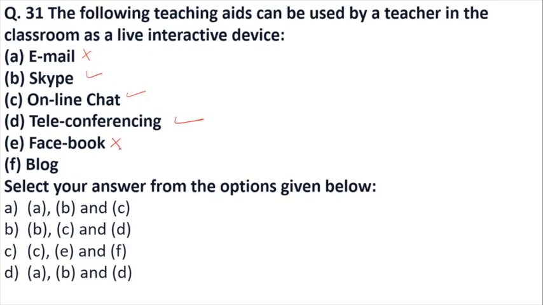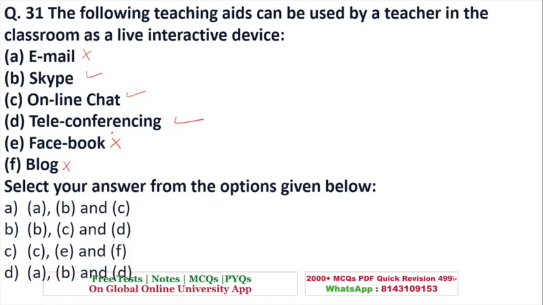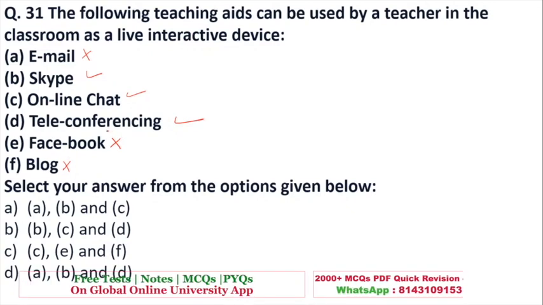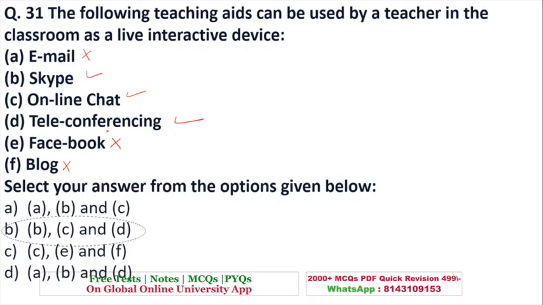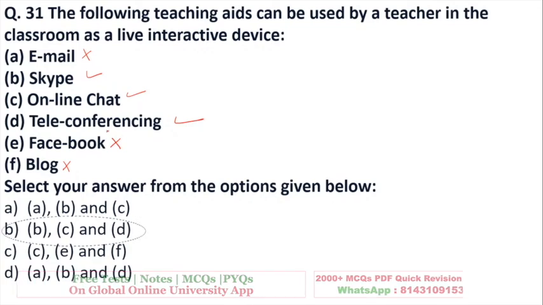Facebook is a social networking site, and a blog is something where a person writes about a particular topic. It could be food, health, or sports, anything. So if you're talking about teaching aids, Skype, online chat, and conferencing can be used as a teaching aid. So B, C, and D is your right answer.